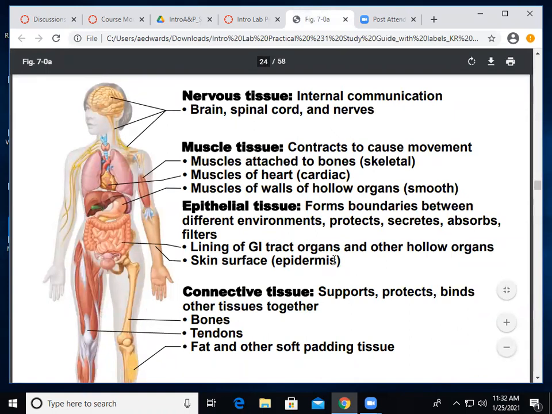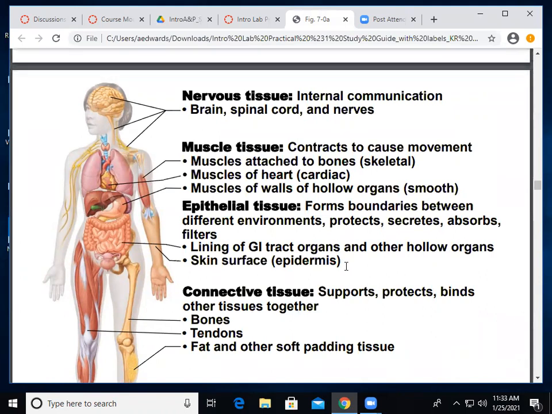So 4 basic types of tissues. We've got nervous tissue, muscle tissue, epithelial tissue, connective tissue. Remember, tissues are cells that have a similar function, work together, right? Remember our levels of organization? You have your atoms and molecules, organelles and cells, tissues, your organ systems, your organisms. These different tissues can work together to make organs. So link that back to what you've already learned. So these are our 4 major types.